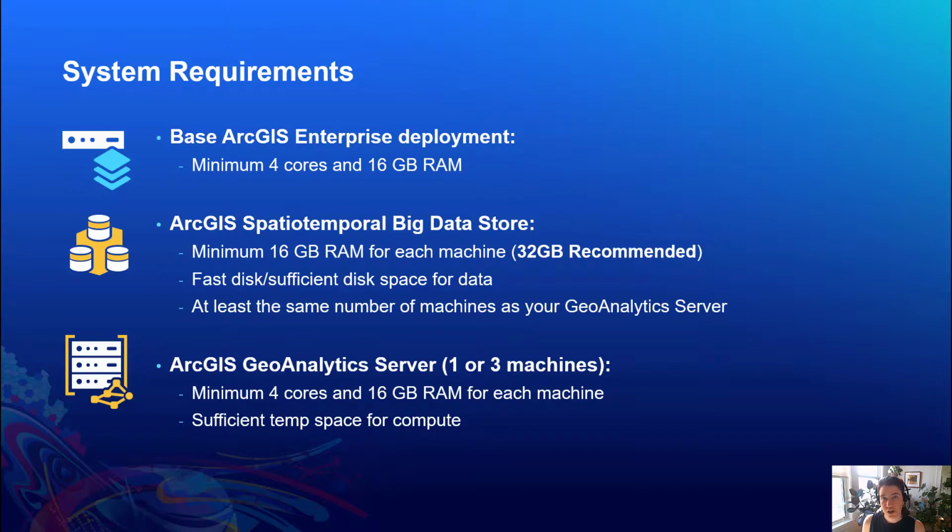Then the specs for the ArcGIS GeoAnalytics server, you have a minimum of 4 cores with 16 gigs of RAM for each machine. And then you also need sufficient temp space for compute. So if you run out of memory, GeoAnalytics uses Spark to process, which uses in-memory computation. If you run out of memory, then it is going to spill over to disk. So you want some temp space to be able to spill over if needed.